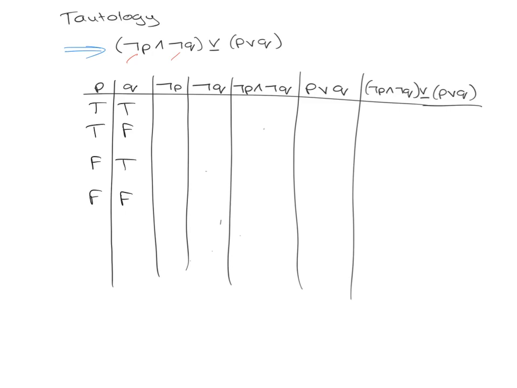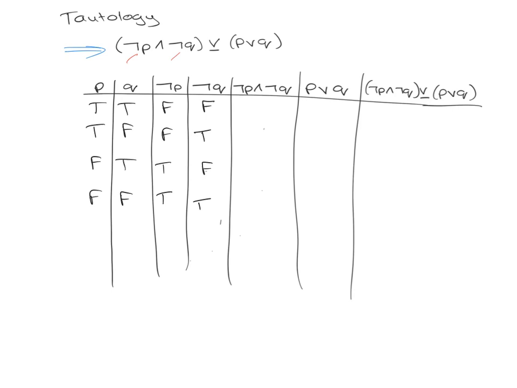So when P is true, not P is false. When P is false, not P is true. Same with Q. Q is true, so not Q is false. Q is false, not Q is true. And now we'll look at each bracket in turn.